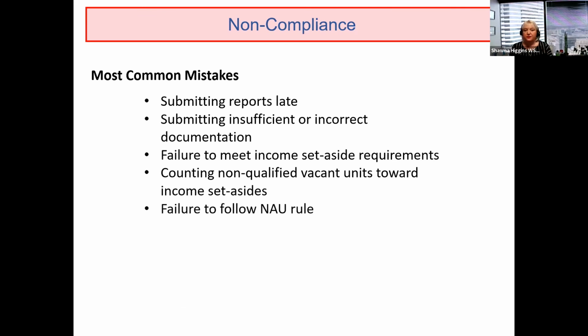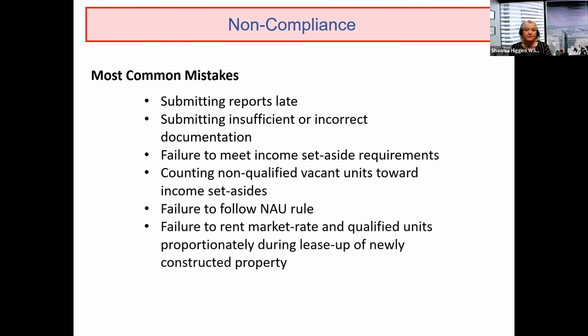So failure to follow the next available unit rule. That's pretty big because as you saw, a market rate unit has to be rented to the same size or smaller, or you're out of compliance. And failure to rent market rate and qualified units proportionately during the lease up of a newly constructed property.